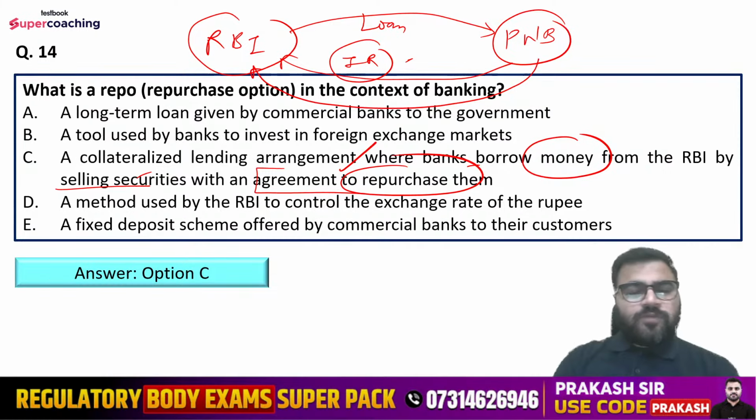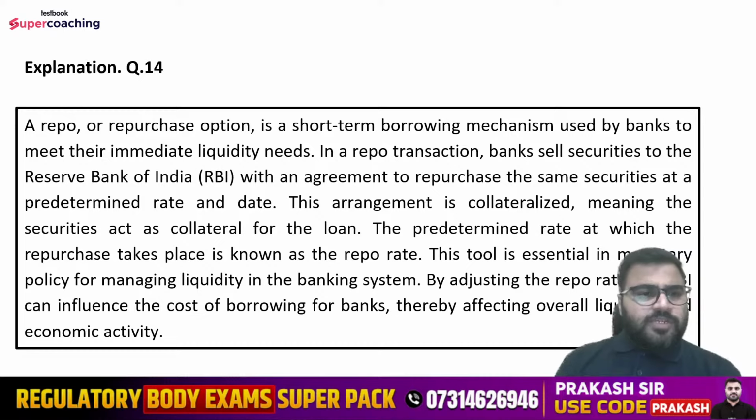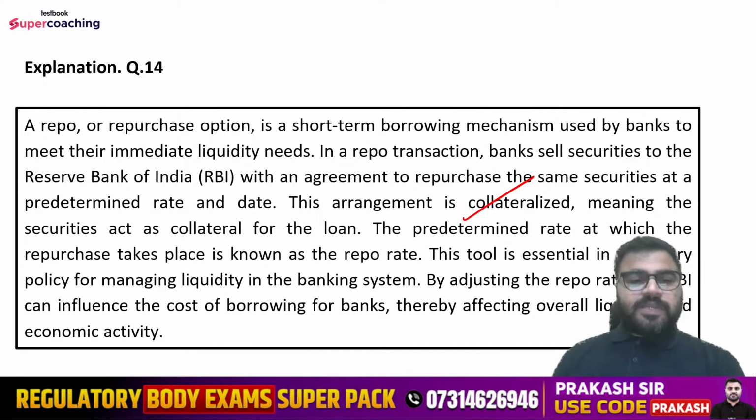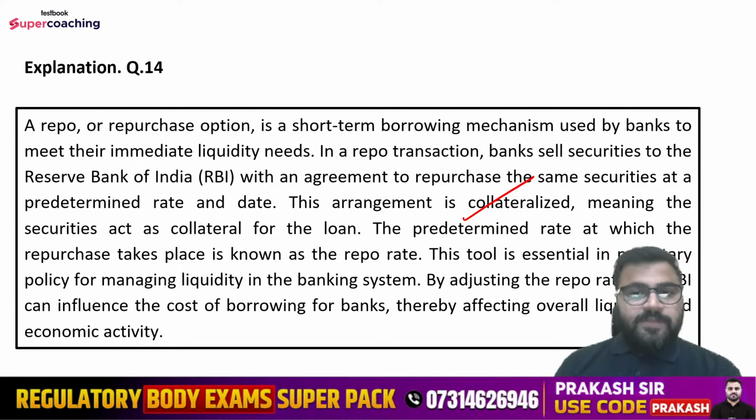And whenever the loan would be repaid, the government securities can be bought back. So repo or repurchase option is a short-term borrowing mechanism used by banks to meet their immediate liquidity needs. In a repo transaction, banks sell securities to the Reserve Bank of India with an arrangement to repurchase the same securities at a predetermined rate and date. This arrangement is collateralized, meaning the securities act as collateral for the loan. The predetermined rate at which the repurchase takes place is known as the repo rate.